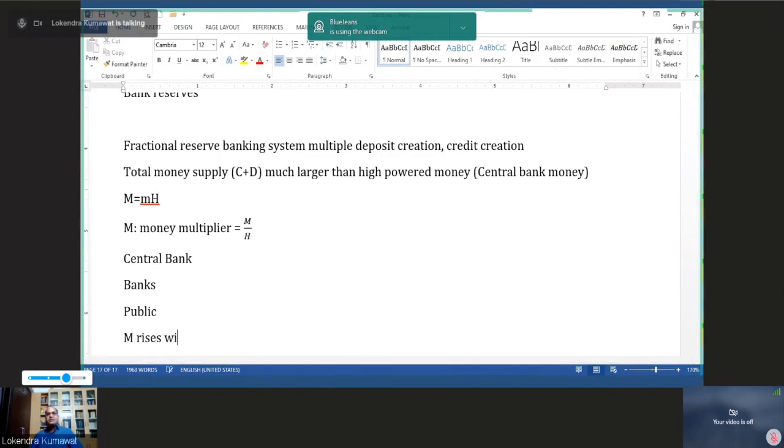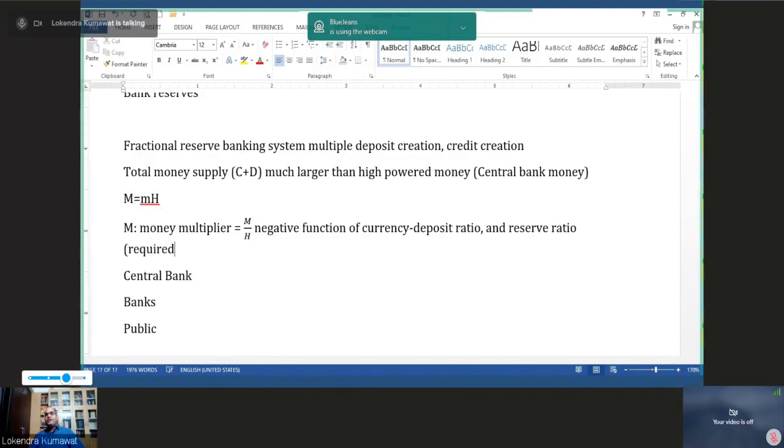Money multiplier rises with money supply. This money multiplier, let me write it right here, is a function of the currency deposit ratio and also reserve ratio. Reserve ratio is of two types, required by the central bank and then some excess reserves that banks keep.